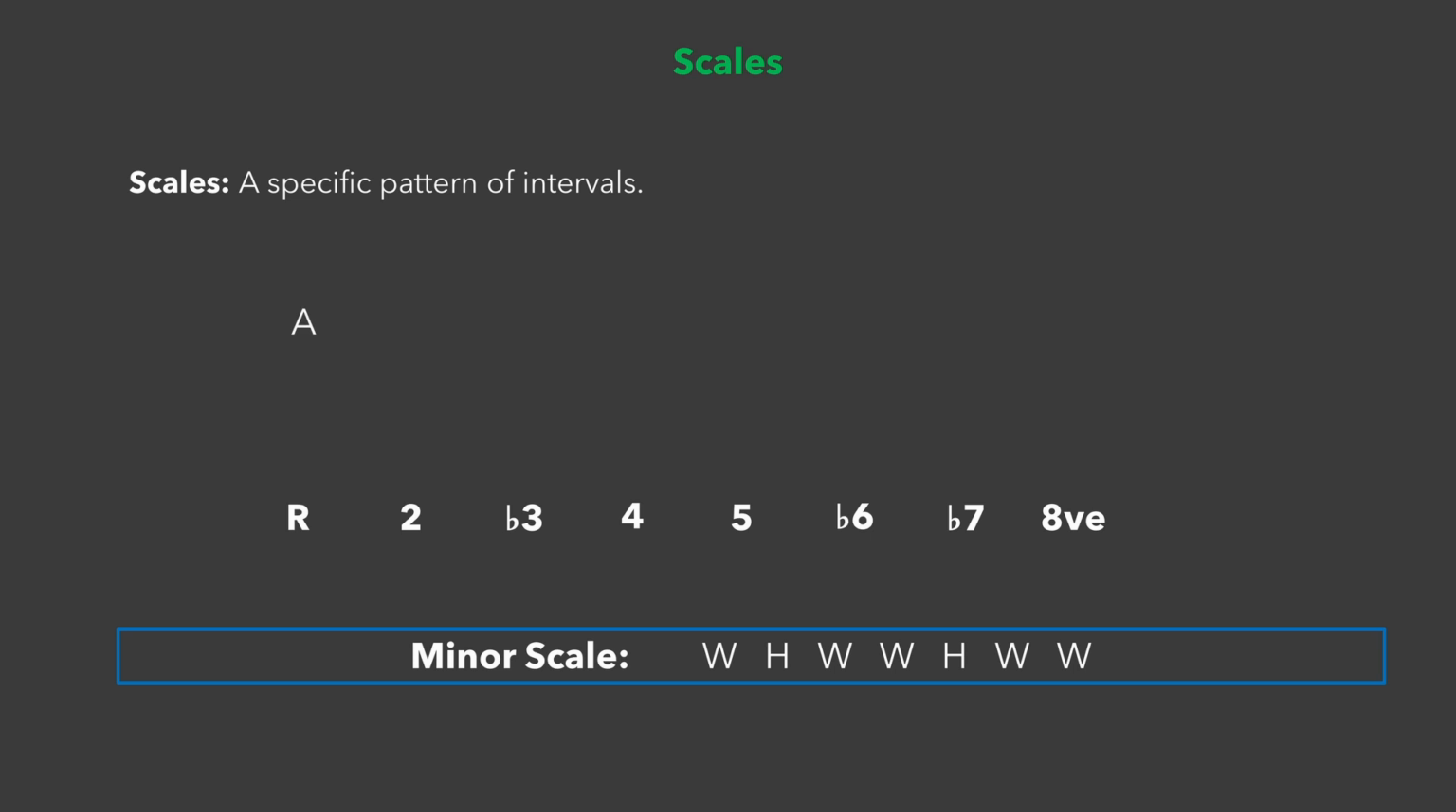We start on the A, of course, and then we have 1 whole step and get to B. Then a half step, we have a C, then 1 whole step and we have a D. 1 more whole step and we have E, 1 half step and we have F, 1 whole step and we have G, and finally a whole step and we have A again. The A minor scale would be A, B, C, D, E, F, G, and A.